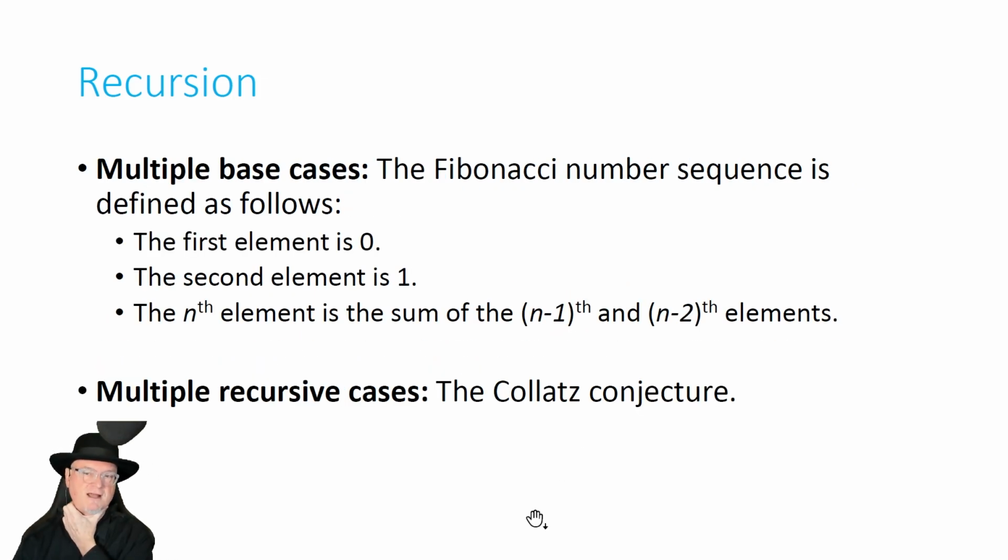For example, the Fibonacci sequence, where we might define some first element as 0, some second element as 1, and then we have the nth element, up to an arbitrary number, as the sum of n minus 1 and n minus 2. Okay, this is the case where there are multiple base cases, but we're going to look more closely at a solution with multiple recursive cases.